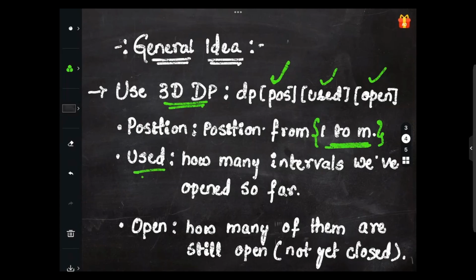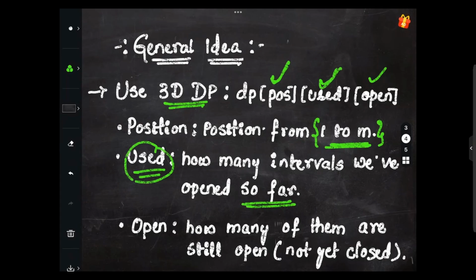So we will be making use of used because we need to know how many intervals we have opened so far. We will start from 1 to m, so we'll be starting the position from 1 to m. Also we need to know how many intervals we have opened so far, right? So that is the reason we'll be going with the used here.